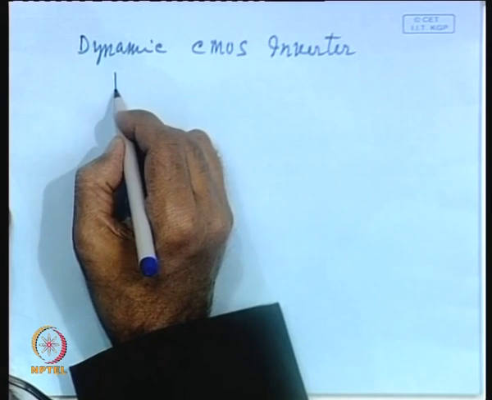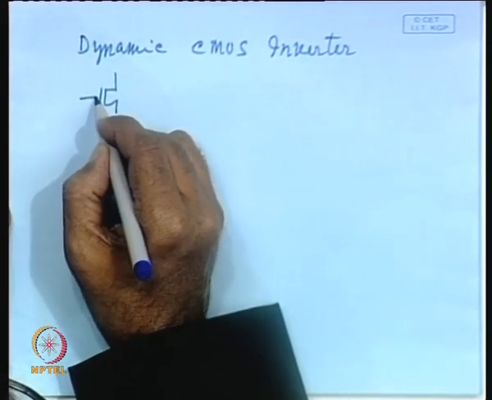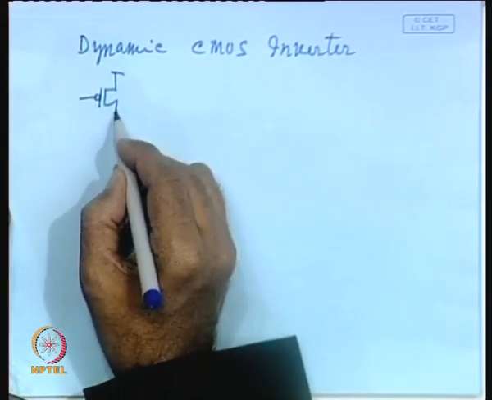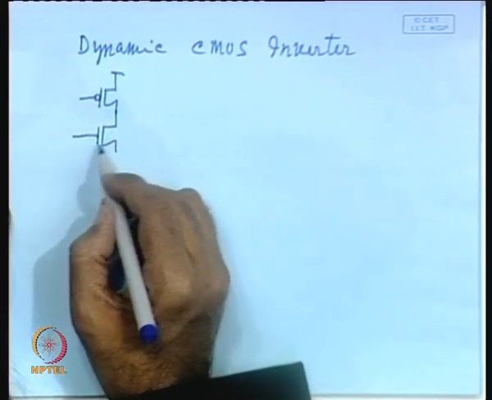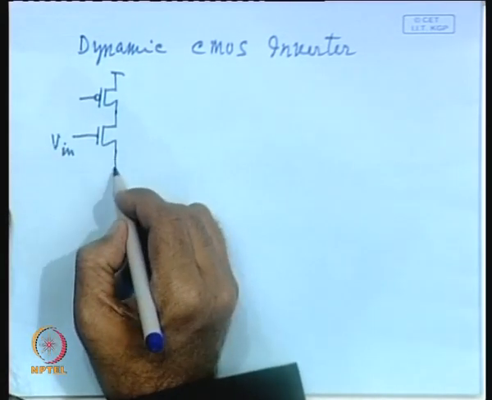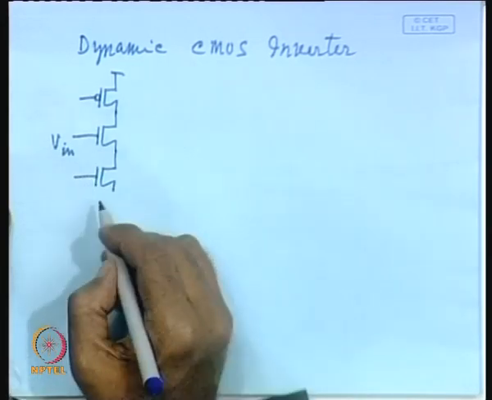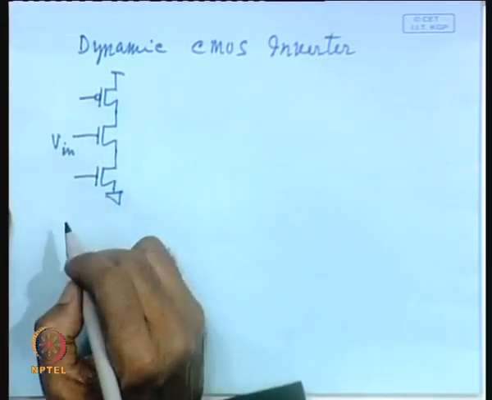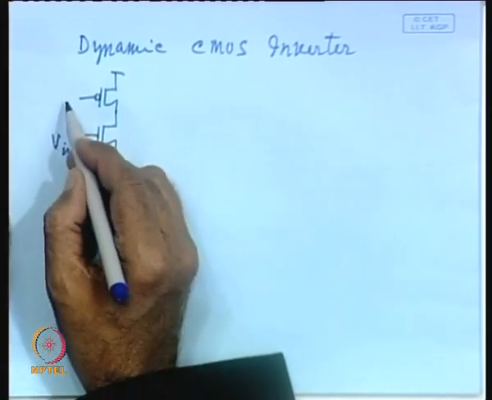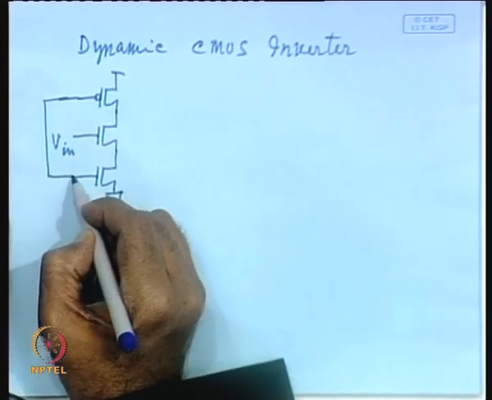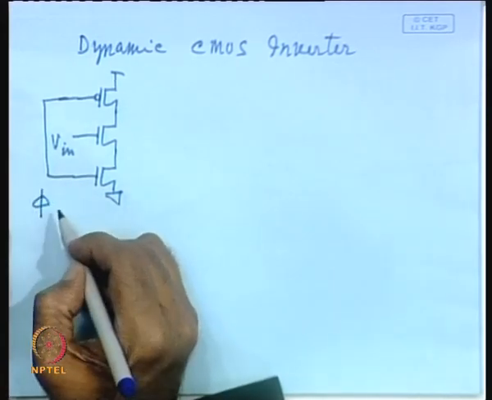So, in case of dynamic inverter, what will you require? You will require a PMOS transistor as pull up, a pull down NMOS transistor for the inverter where you will apply the input voltage, and an NMOS transistor in the path to 0. And what you can do, you can apply a clock.